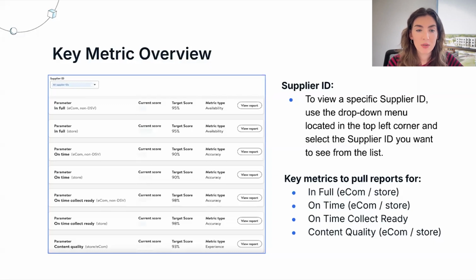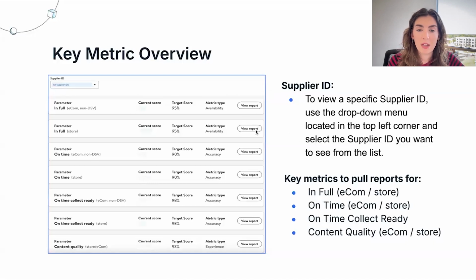So the metrics that they have in here are in full, on time, collect ready, and then content quality. And depending on what type of business you have, you may do completely prepaid or completely collect when it comes to your shipping. So you may not see some of these parameters, but we tried to get an example that has everything, because some suppliers do use both prepaid and collect. So these are the metrics that you have access to at this view and what they currently have in the app.